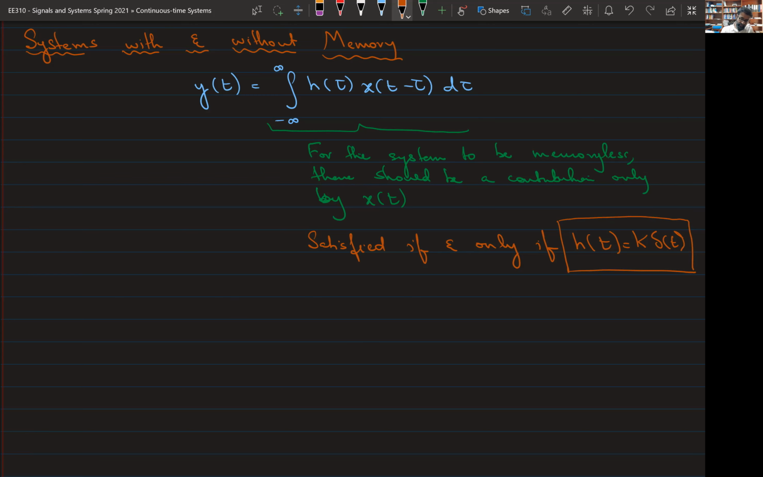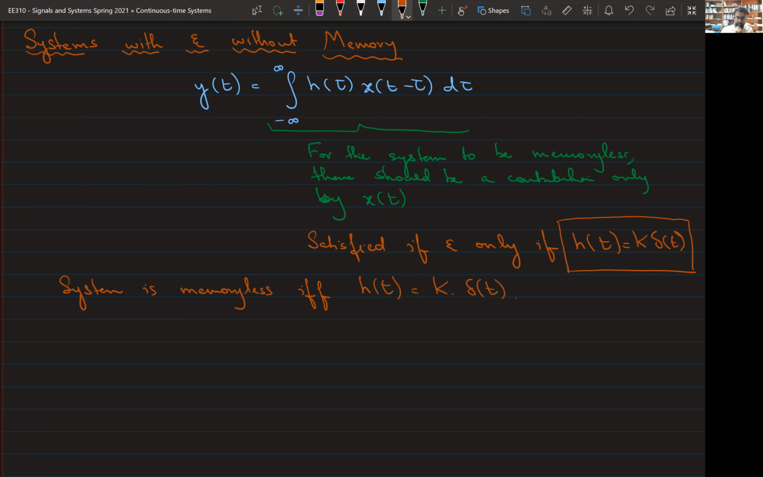So we say that the system is memoryless if and only if h of t is equal to some constant times delta of t. Okay?